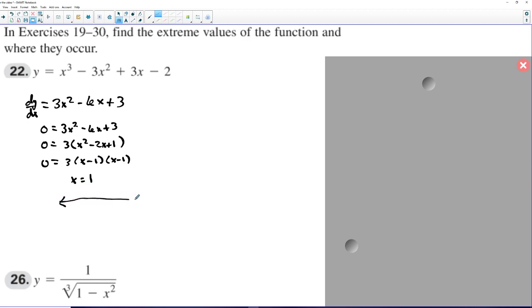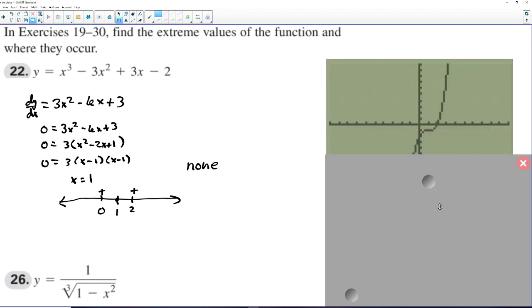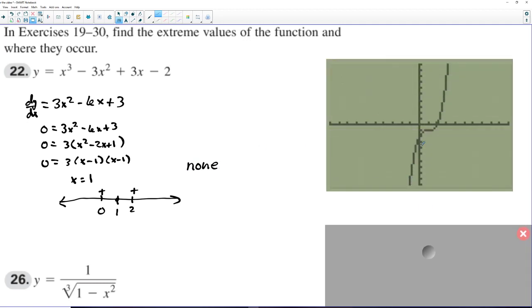Now let's see if the derivative changes signs over 1. So we can try 0 and 2. Now if we plug 0 into the derivative, we get a negative times a negative. That's a positive. And if we plug 2 in, that's a positive times a positive. That's a positive. So we do not have any minimums or maximums on the entire graph. If we look at that graph, it increases to 1, and then it keeps increasing after that. So this is neither a minimum nor maximum.